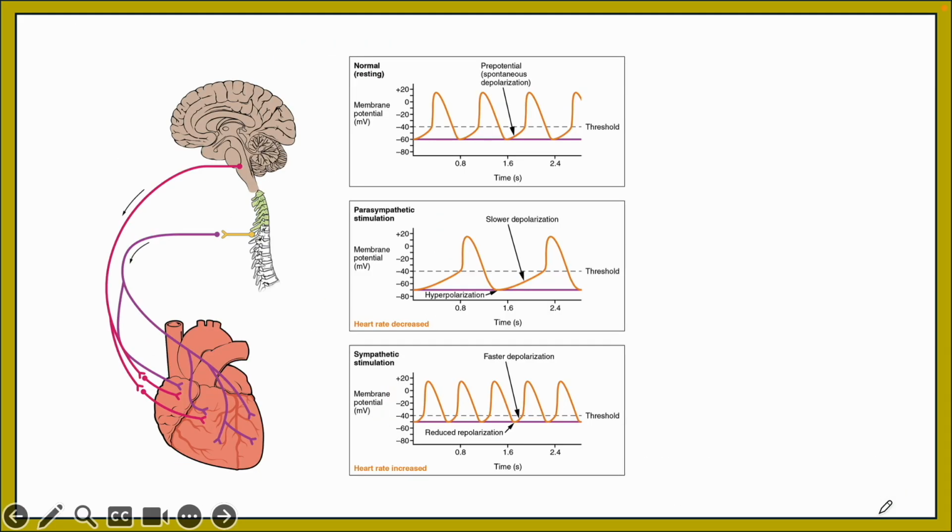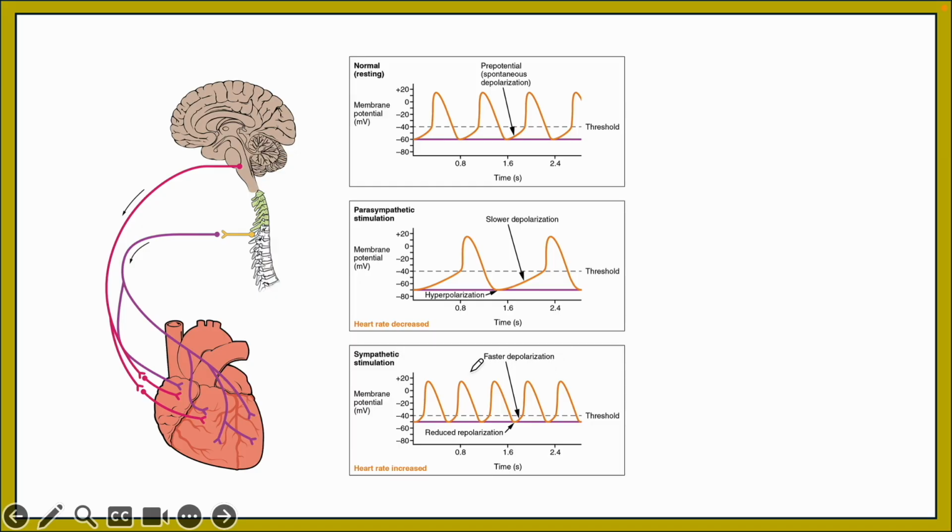So these are the signals that lead to a normal pace of the heart, but you can have neural inputs that will alter this as well. First of all, this is normal up here, where you have the prepotential spontaneous depolarization, but you can alter this with either parasympathetic stimulation, which is going to result in slower depolarization, or with sympathetic stimulation, which will result in faster depolarization.